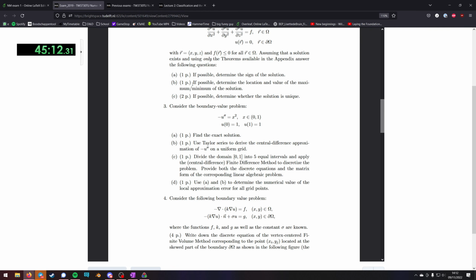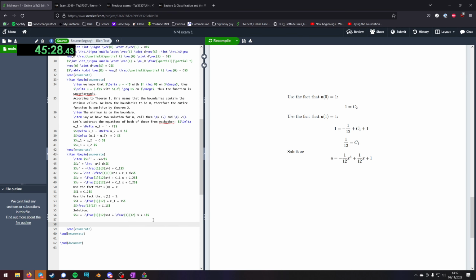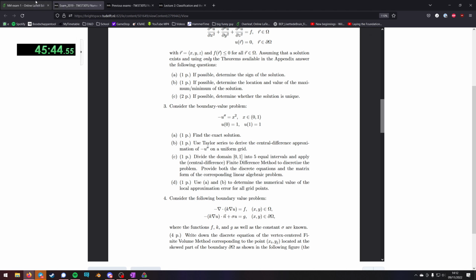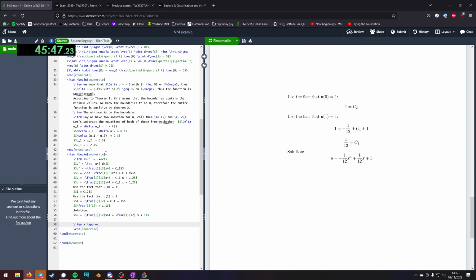Use Taylor series to derive the central approximation of u double prime on a uniform grid. It is one-dimensional, which is nice. I have never been the best at these things, so I'm just gonna try. So we know that x can be approximated by, let's see, Taylor series. I'm gonna try to remember this. If I haven't thought it up in a minute, I'm gonna look it up.